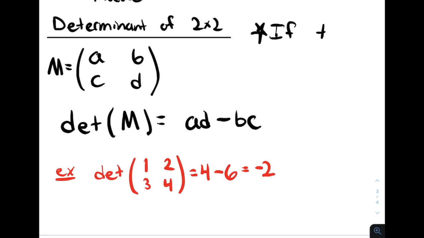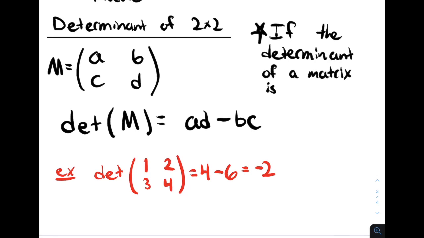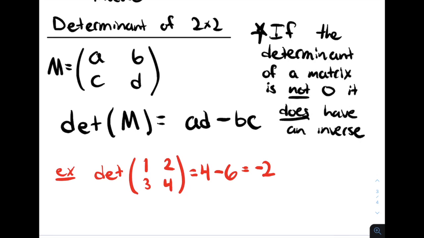Note that if the determinant of a matrix is non-zero, then it will have an inverse. This means that the matrix 1, 2, 3, 4 does have an inverse.